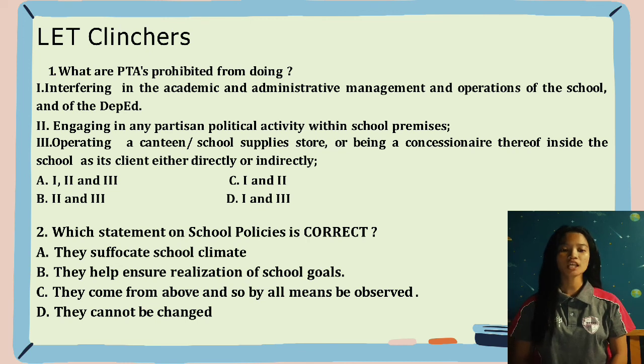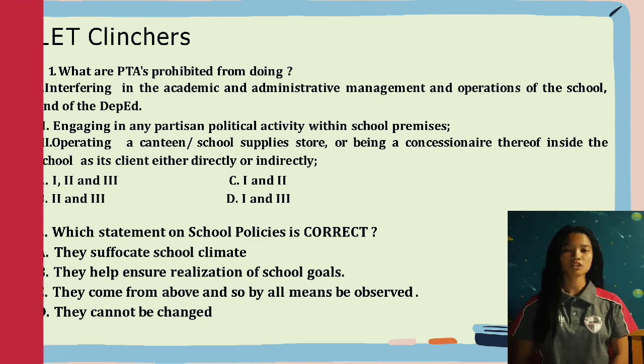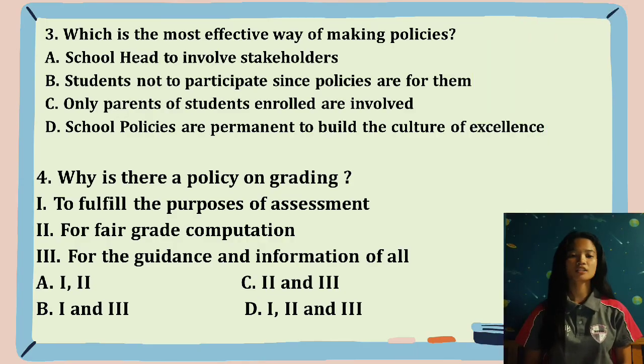Number 2. Which statement on the school policies is correct? A. They suffocate school climate. B. They help ensure realization of school goals. C. They come from above and so by all means must be observed. D. They cannot be changed. Number 3. Which is the most effective way of making policies? A. School head to involve stakeholders. B. Students not to participate since policies are for them. C. Only parents of students enrolled are involved. D. School policies are permanent to build the culture of excellence.